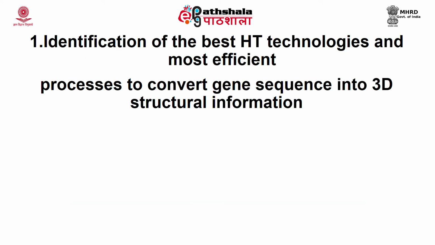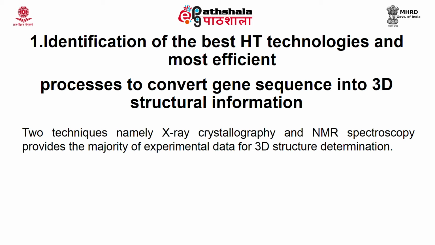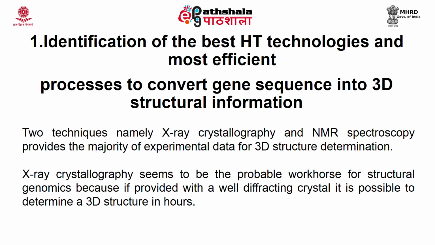The first goal, that is the identification of the best high throughput technologies and the most efficient processes to convert gene sequences into three-dimensional structure information, requires two techniques, namely X-ray crystallography and NMR spectroscopy. NMR stands for nuclear magnetic resonance spectroscopy, which provides the majority of experimental data for three-dimensional structural determination. Currently, X-ray crystallography seems to be the probable workhorse for structural genomics because if provided with a well diffracting crystal, it is quite possible to determine three-dimensional structures in hours.